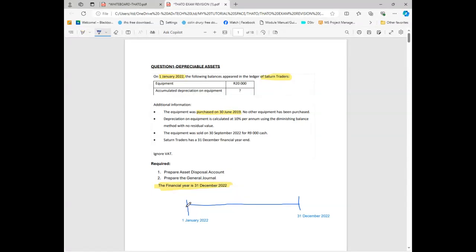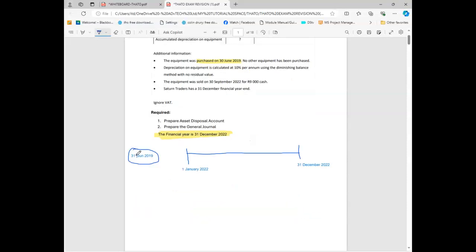So immediately what you must do, just have another period and write something here and say, okay, June is when you bought it, but it's 2019. Can you see now? So here is when you bought it. It's when you bought it here. So it means we need to depreciate this asset from here.